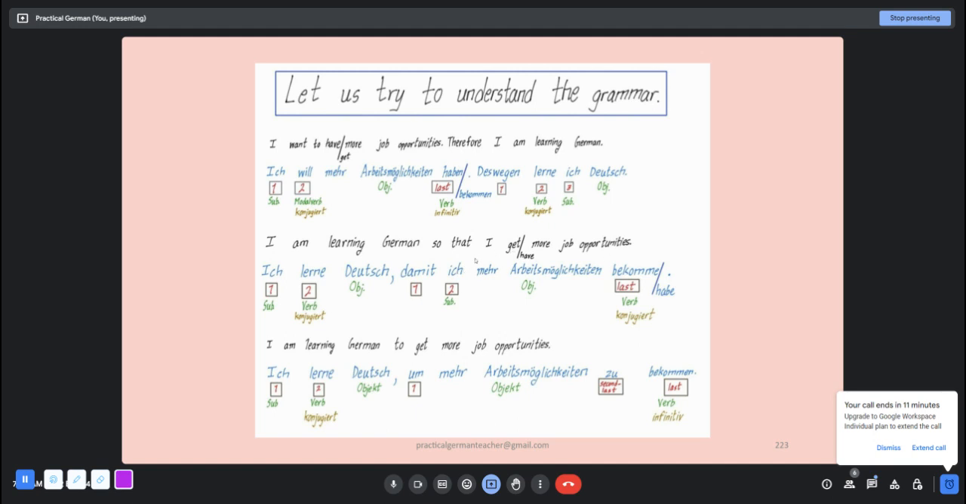Now, whenever there are two subjects, right? So, I'm learning German so that I get more job opportunities. Here you have a subject. Here also you have a subject. I am learning German so that the Ausländerbehörde gives me a PR appointment. Okay. Now, what I'm trying to say is that whenever there are two subjects, you have to use damit.